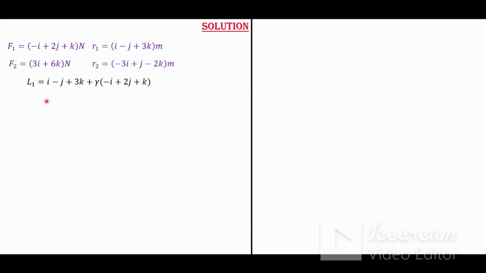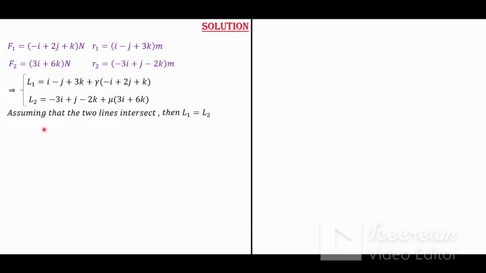Doing the same thing, writing the vector form of the line of action of the force F2, let that be L2. We have negative 3i plus j minus 2k, which is the position vector of the point through which this force F2, which is 3i plus 6k, acts. Since we already have these two vector forms, let us assume that the two lines intersect.